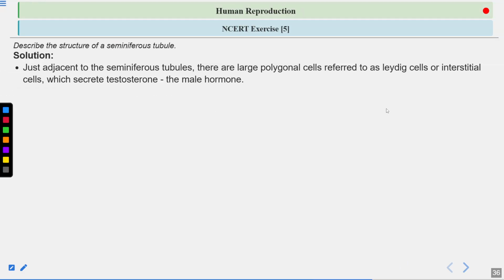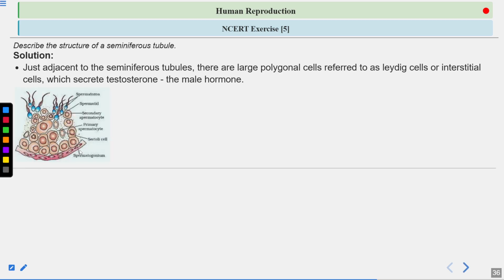Now, just adjacent to the seminiferous tubules, there are large polygonal cells referred to as the Leydig cells, also known as the interstitial cells. These Leydig cells secrete testosterone. Remember that this is the function of the Leydig cell. They secrete testosterone, which is the male hormone. Testosterone is involved in initiation of spermatogenesis, meaning sperm formation.